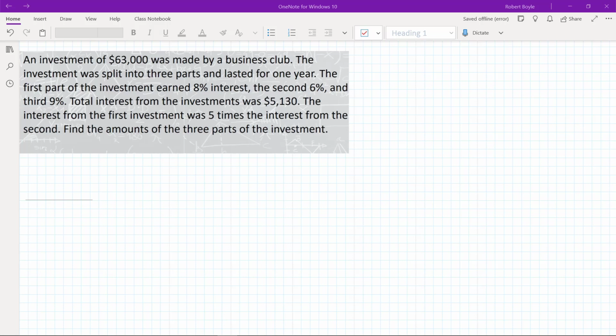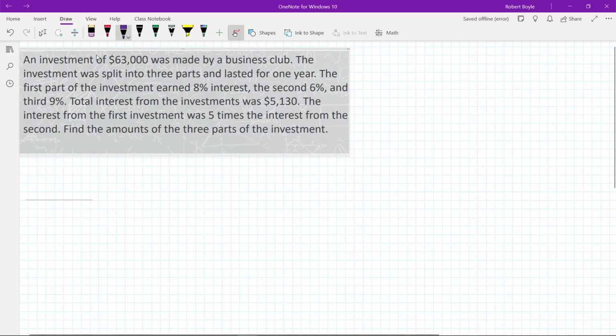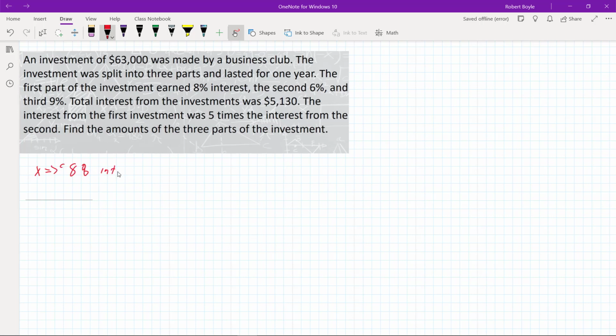Now this one's a little involved, so I'm going to go ahead and do this over here in OneNote. And notice what we have. We have an investment of $63,000. It's going to be made by some business club. This investment is going to be split into 3 parts, where one part, I'm going to call that X, is going to earn 8% interest. The second part, I'm going to call that Y, is going to earn 6% interest. And then the last part, Z, is going to earn 9% interest.